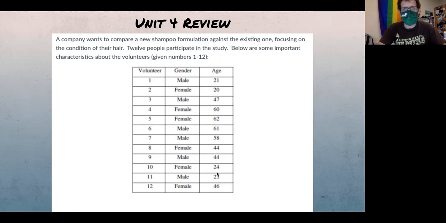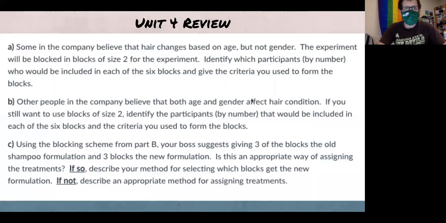So as you go down, here's a 23 and 24, these 2 44-year-olds, and then a 46 and 47-year-old, and so on. You want to find the 2 most similar, randomly assign within the block, and then you can move forward. The idea of blocking is that you should randomly assign within the block. In part C, the boss suggests giving 3 of the blocks the old and 3 blocks the new formulation, but you don't randomly assign between blocks, you randomly assign within blocks. So that would not be an appropriate use of blocking.